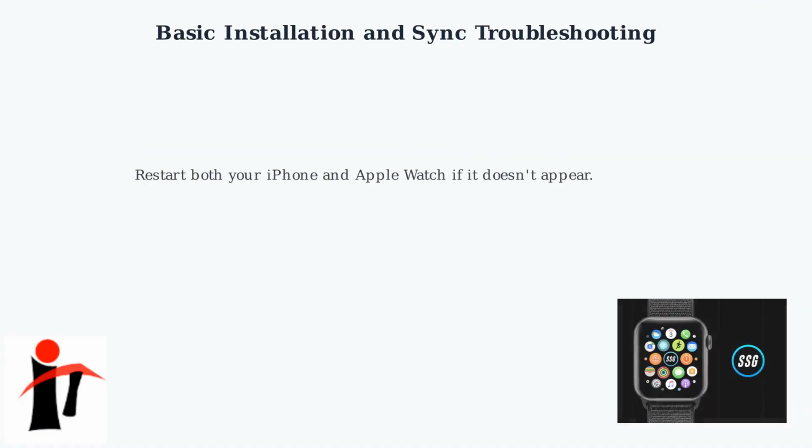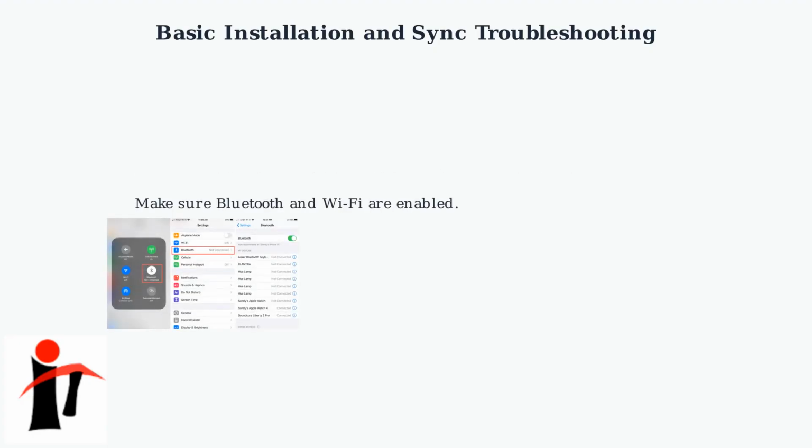If it doesn't appear, try restarting both your iPhone and Apple Watch. Make sure Bluetooth and Wi-Fi are enabled. Tesla recommends pairing the watch directly through the iPhone's Bluetooth menu if syncing fails. This often resolves initial connection issues.